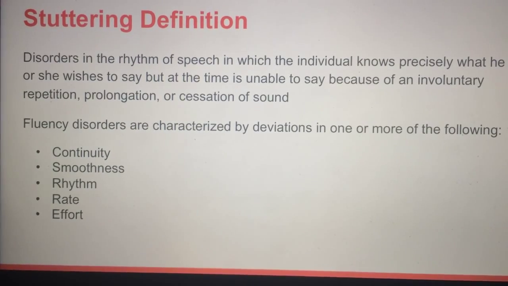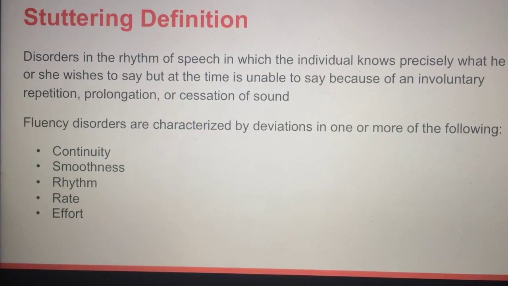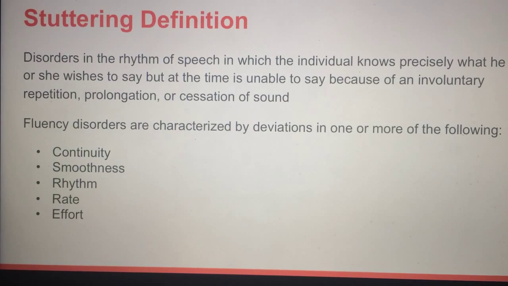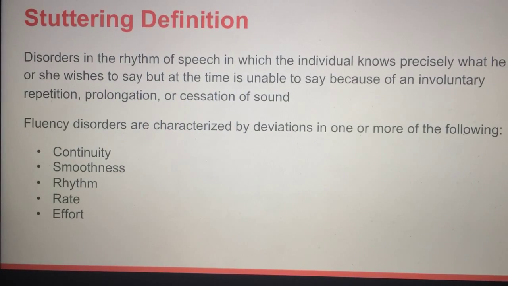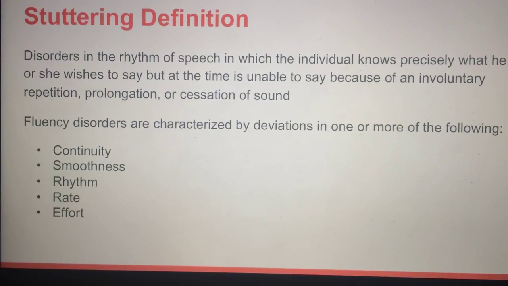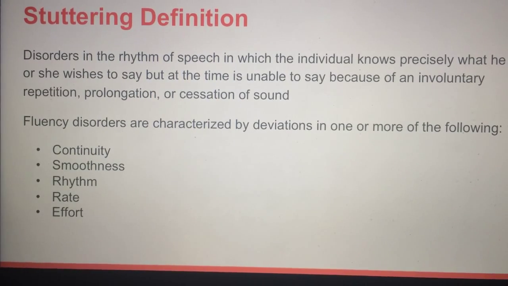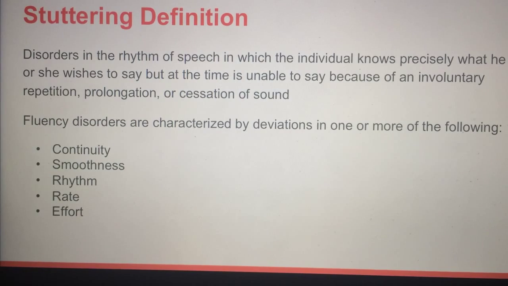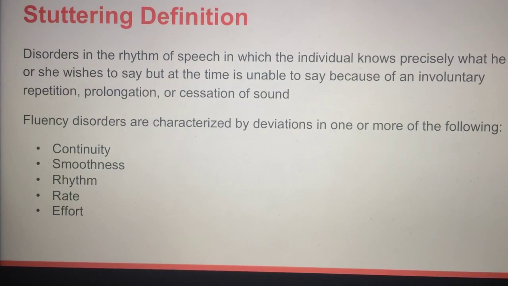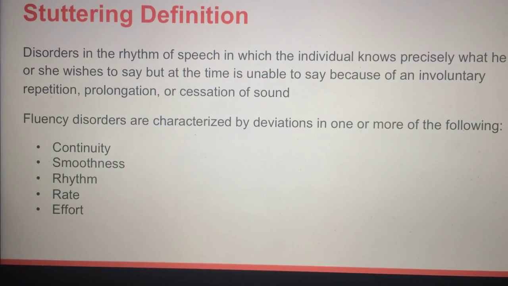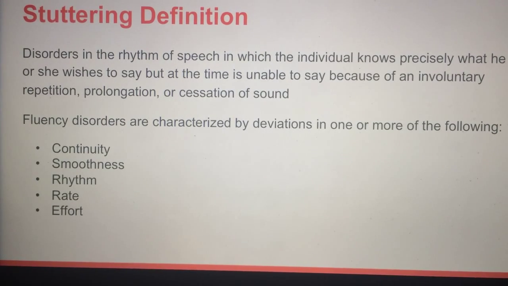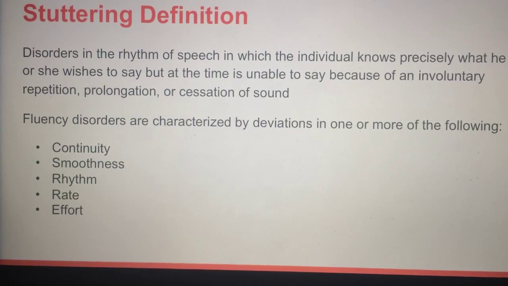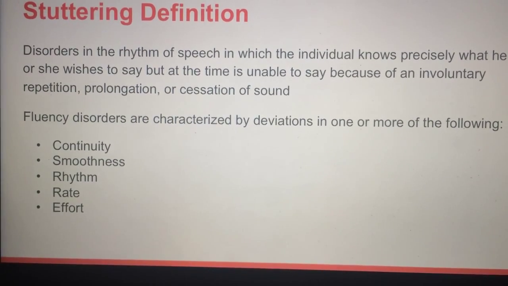So fluency disorders are characterized by a deviation in one or more of the following areas. So we have continuity, which relates to the smoothness of speech and how often speech is affected by the disfluency. Smoothness, which relates to words and sounds being connected in a way that sounds natural and uninterrupted. Rhythm, which is the rhythmic pattern of speech, which depends on intonation, stress pattern, timing, and duration.